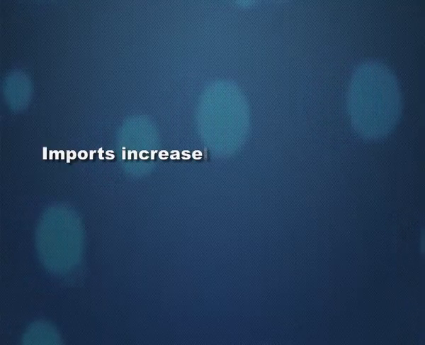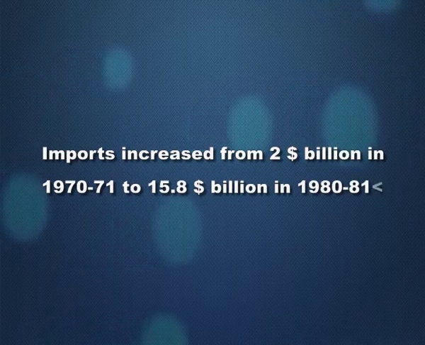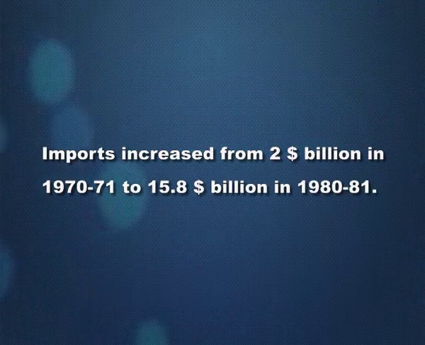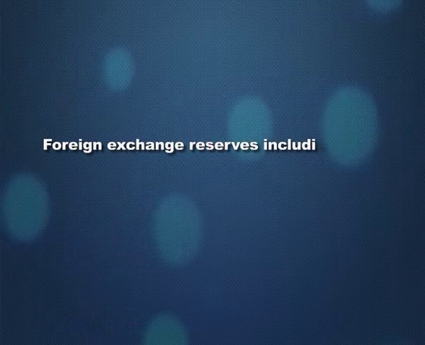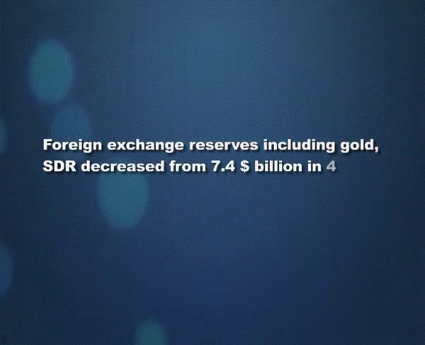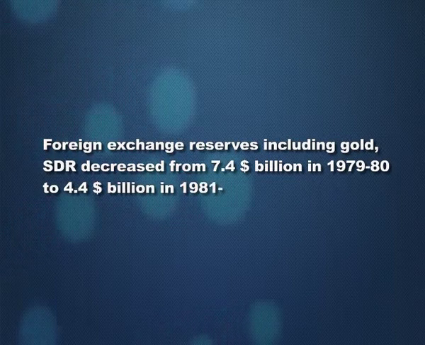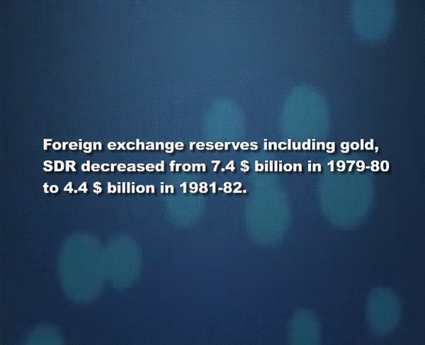India's balance of payment problem started from second oil shock in 1979. It led to sharp increase in the value of imports. Imports increased from $2 billion in 1970-71 to $15.8 billion in 80-81. Trade deficit was high. Gulf War also led to stoppage of remittances from Indian workers employed in Kuwait. Invisibles became low. Foreign exchange reserves, including gold, SDR, decreased from $7.4 billion in 1979-80 to $4.4 billion in 1981-82.